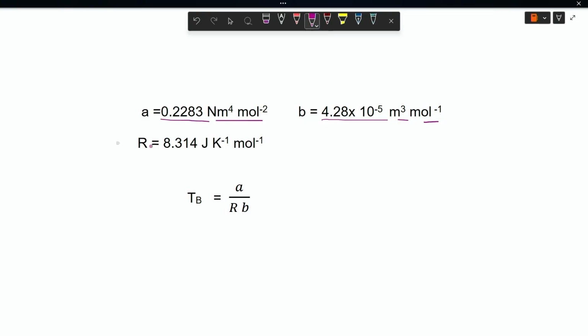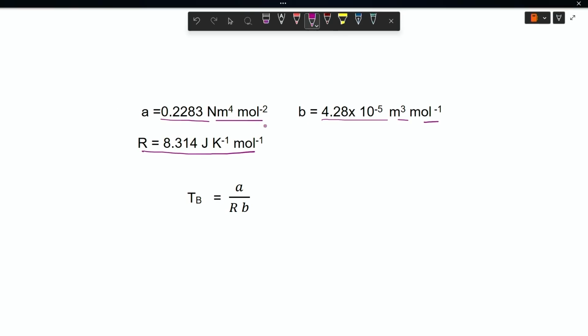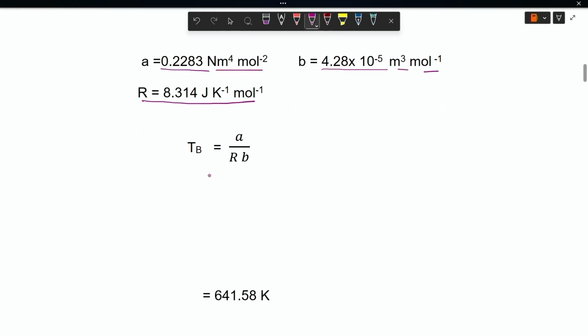So, I choose the value of R as 8.314 joules per Kelvin per mole. In the problem they have not mentioned the value of R, and we have to choose wisely. Since these are all in SI units, I have chosen the value of R to be in SI units. Now, substituting the values in the equation, TB, that is the boil temperature, is equal to A by RB. A and B are van der Waals constants and R is the universal gas constant.